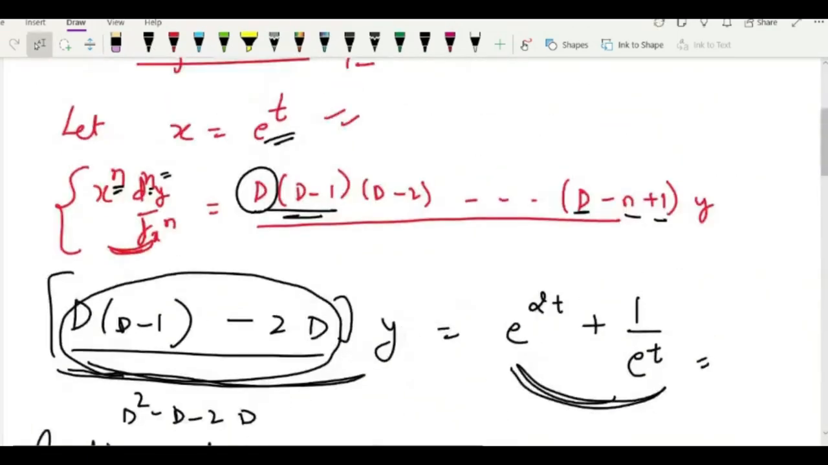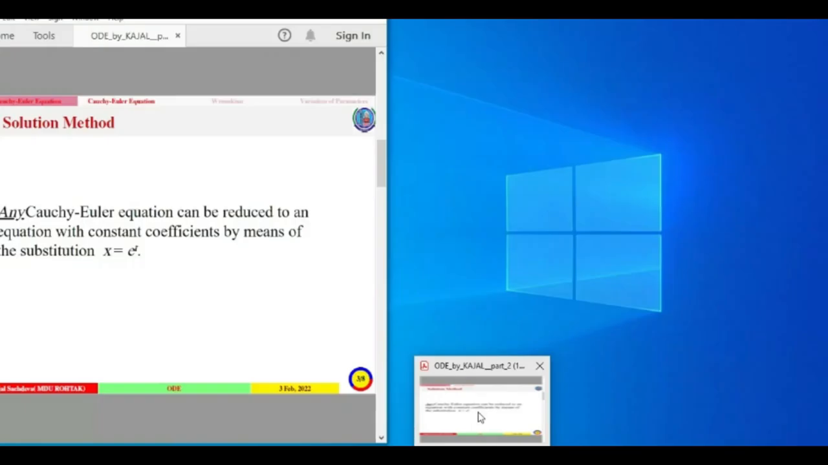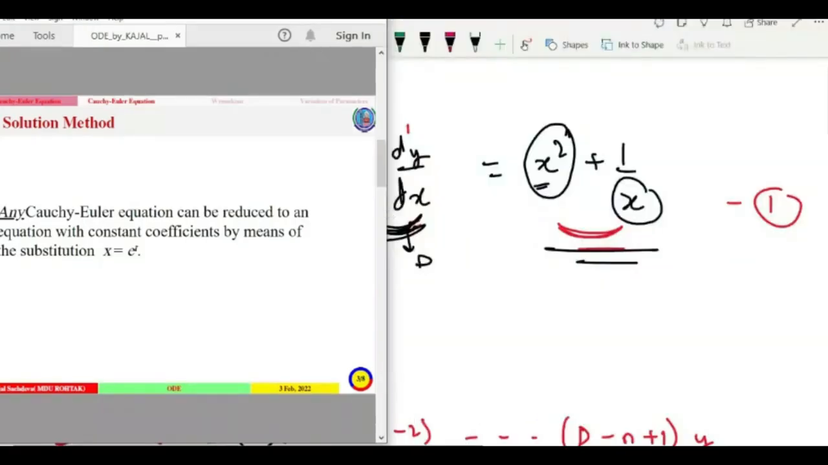You can see from here what we have done. We just converted the Cauchy-Euler equation into a constant coefficient equation, and the results are all the same as we found in the last lecture. So this is a very simple type of equation and easy. So moving towards our next.